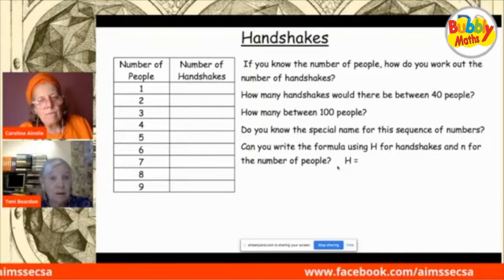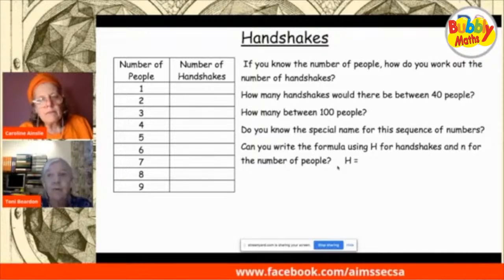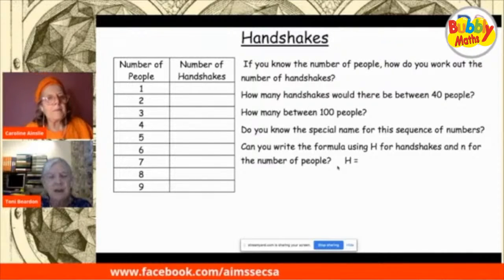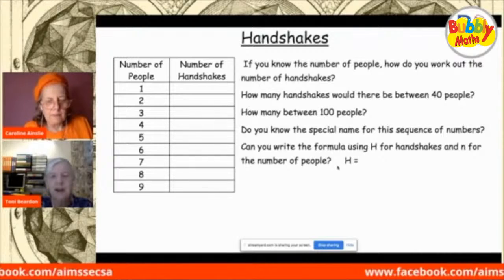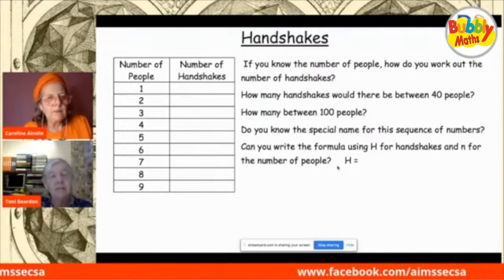And the reason they're called triangle numbers, 1, 3, 6, 10, and so on, is because if you have that number of objects, you can arrange them in a triangle. And there you have the triangles for one handshake. Okay. So if you've got 2 people, you have one handshake.